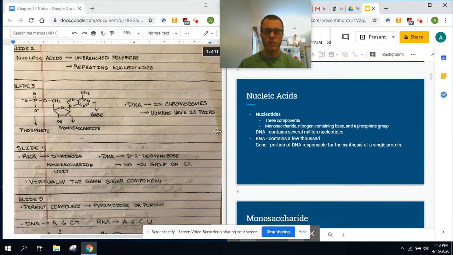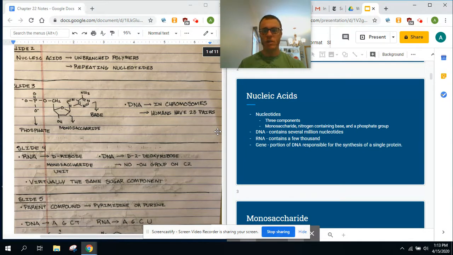Nucleotides. They have three components. There's a monosaccharide, which is a sugar, a nitrogen-containing base. Those are our bases that everybody talks about, and a phosphate group. And that phosphate group is hugely important. DNA contains several million of these. RNA contains a couple thousand. So DNA is far larger, making it far more complex.